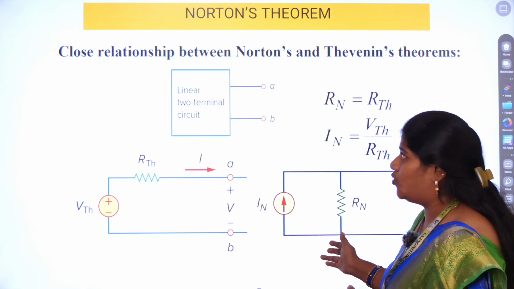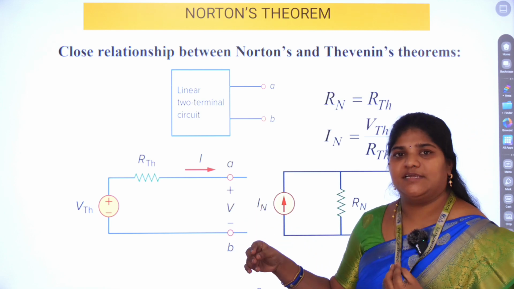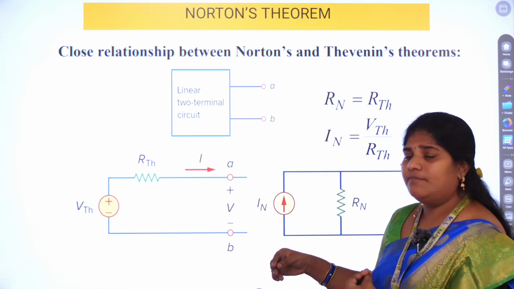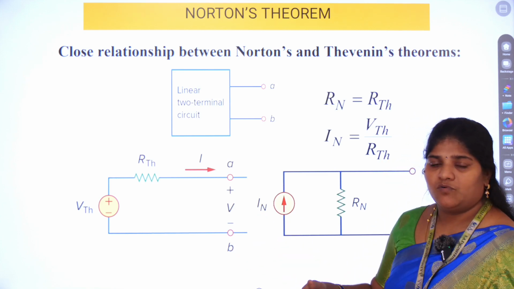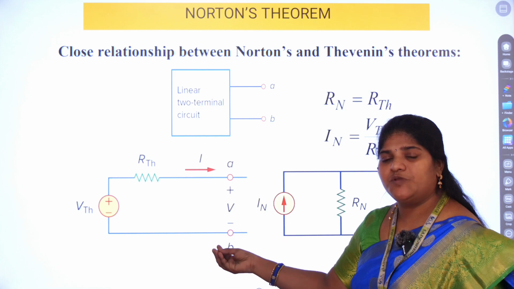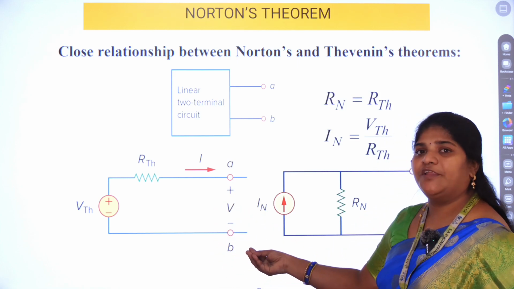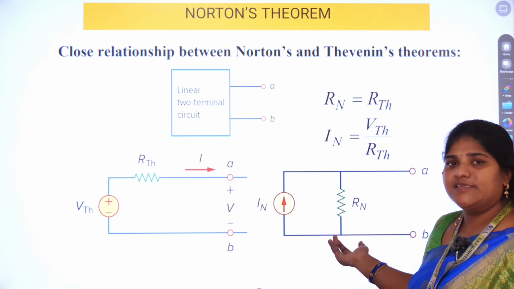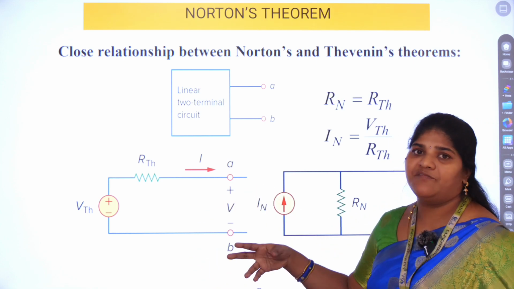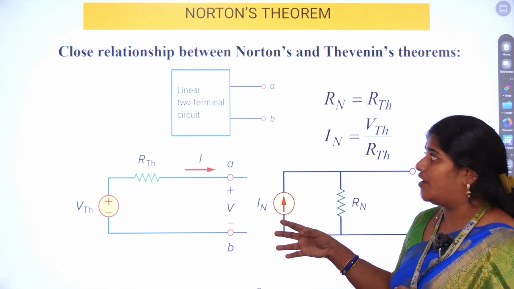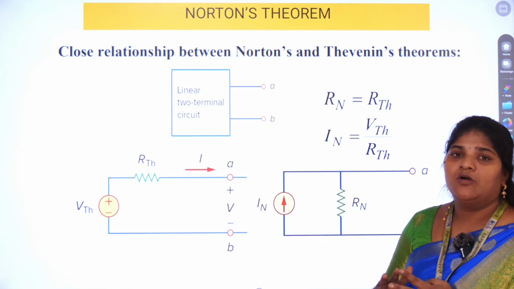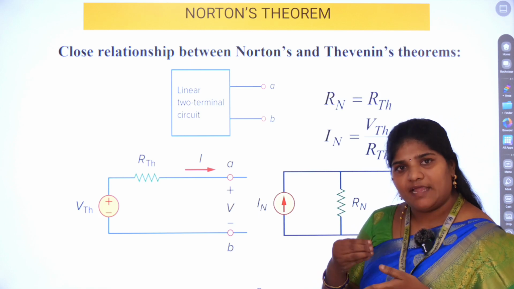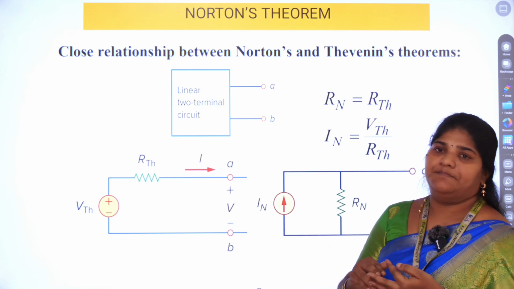Now why this has been shown here is, you have to understand, one can derive the parameters for Norton's theorem directly from Thevenin. Once you know the Thevenin equivalent values, VTH and RTH, it is possible to find out IN and RN also. And similarly, from Norton, one can easily find out the parameters related to Thevenin. That is the reason we are trying to show the close relationship between Norton and Thevenin, so that one can be found out from the other.